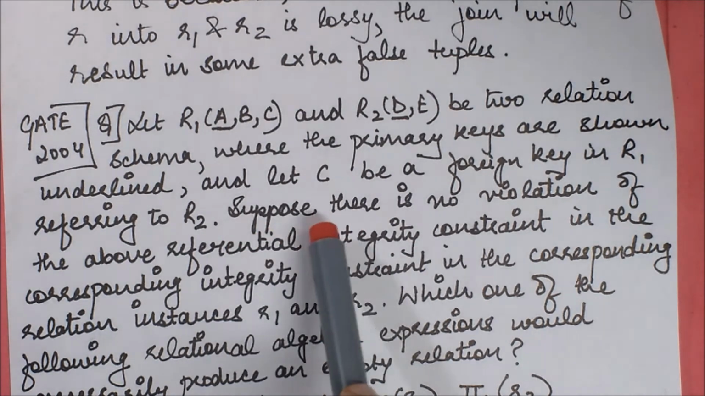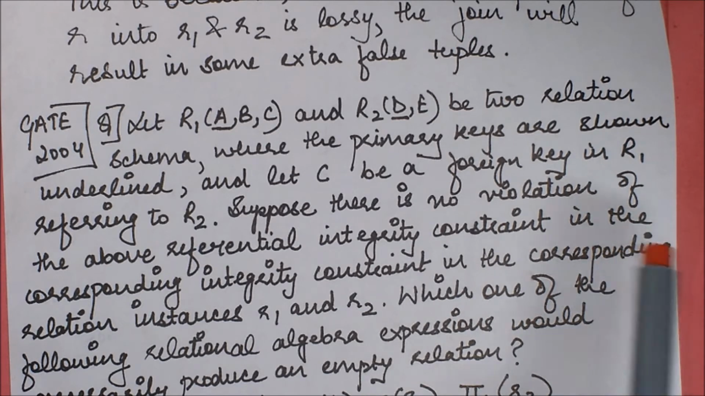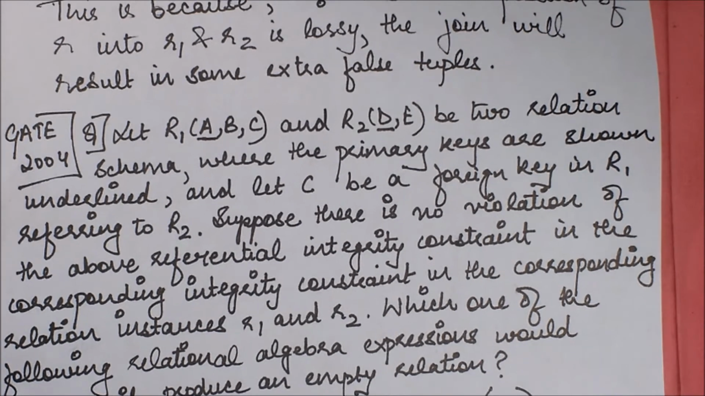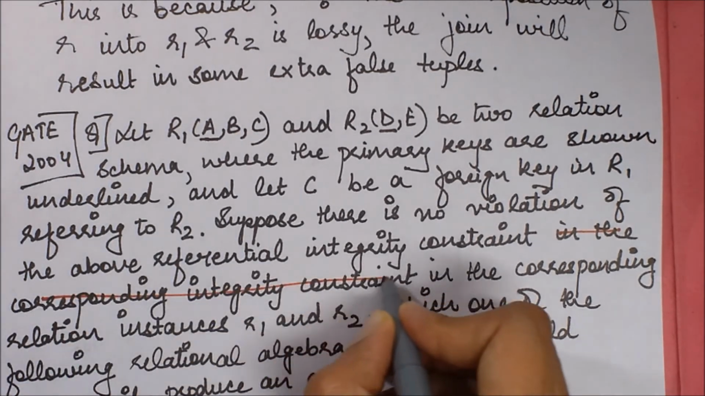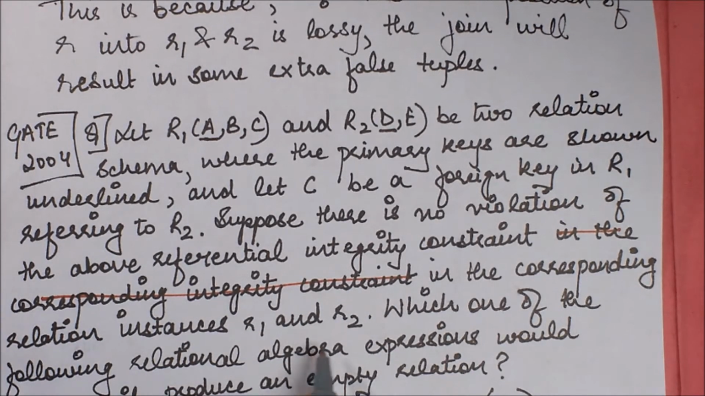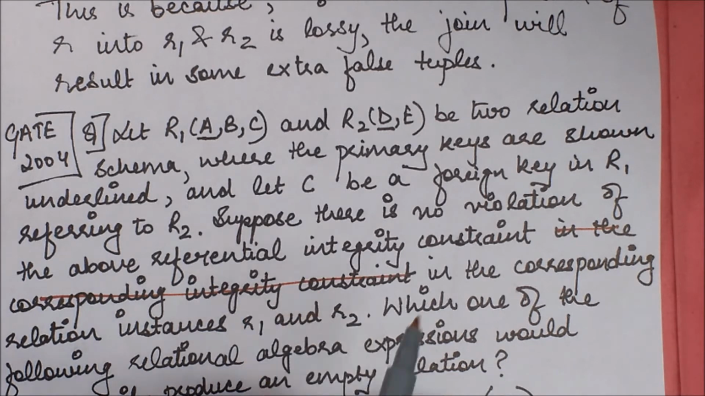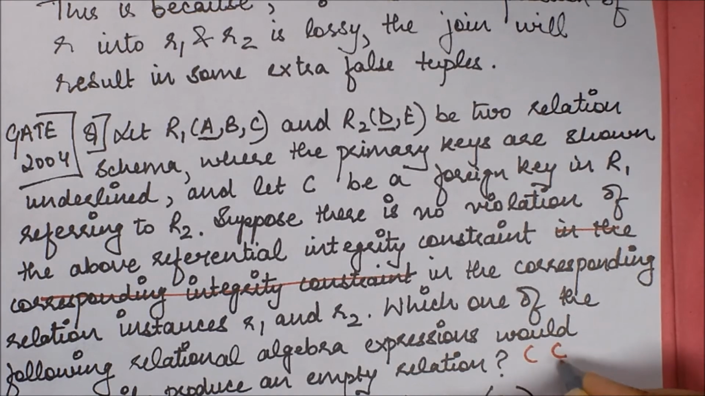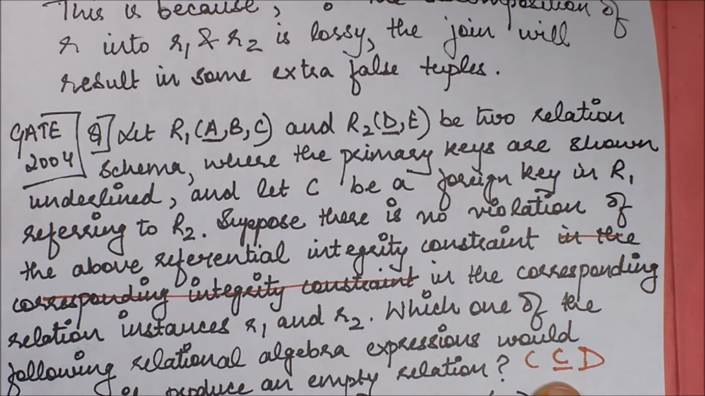So suppose there is no violation of the referential integrity constraint in the corresponding relational instances R1 and R2. Which one of the following relational algebra expressions would necessarily produce an empty relation? Now it is already stated that C will always be a subset of D. So C is something lesser than or equal to D.